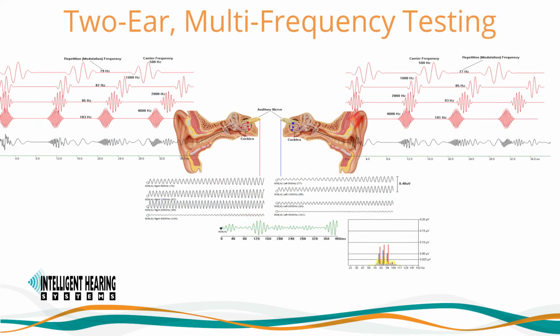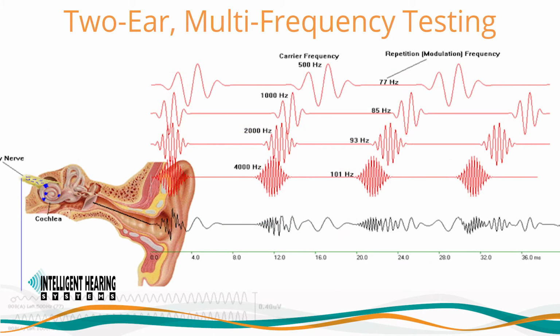In this example, complex stimuli made up of 4 main carrier frequencies, 500 Hz, 1000 Hz, 2000 Hz, and 4000 Hz, are being delivered to each ear, with each carrier presented at different repetition or modulation frequencies. For the left ear, the 500 Hz carrier frequency component is being delivered 77 times per second. 1000 Hz is being delivered 85 times per second. 2000 Hz is being delivered 93 times per second. And 4000 Hz is being delivered 101 times per second.